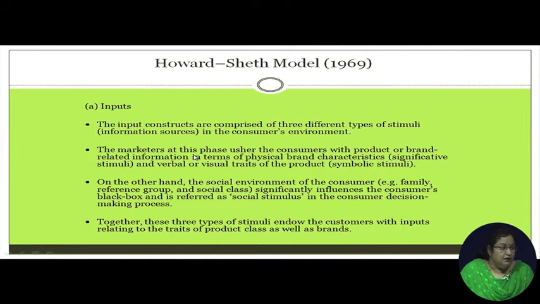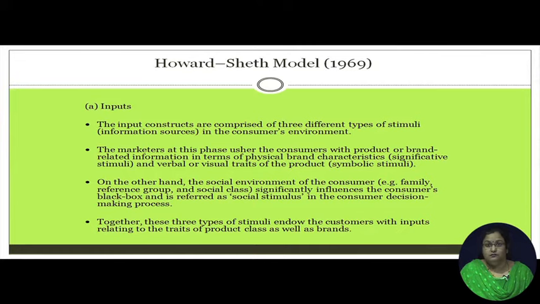First is the input part. The input constructs comprise 3 different types of stimuli. One is the information sources in the consumer environment. The marketers at this phase provide the customers with different kinds of product and brand related information in terms of physical brand characteristics, which we call significative stimuli, like the price of the brand and particular attributes, say the size of the brand, the ingredients of the brand.